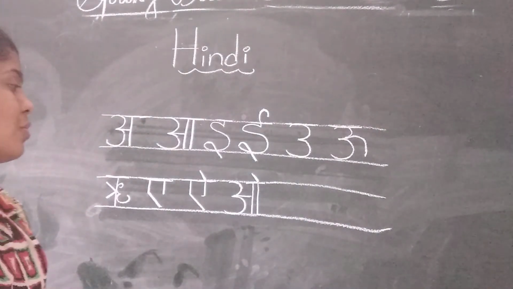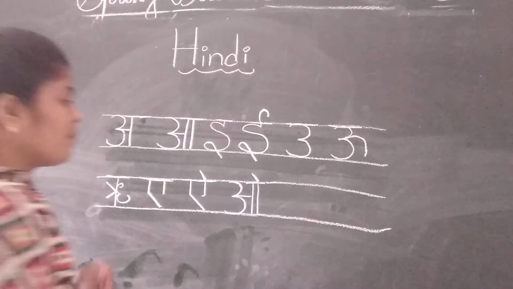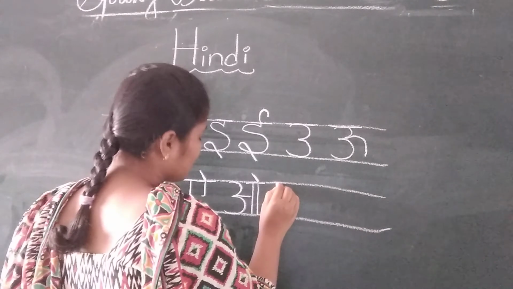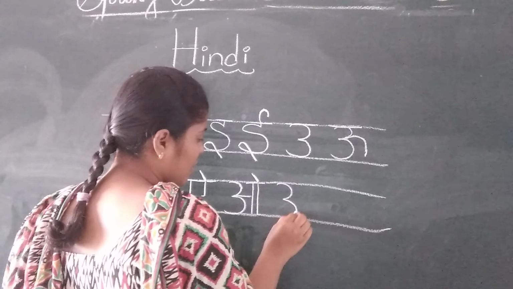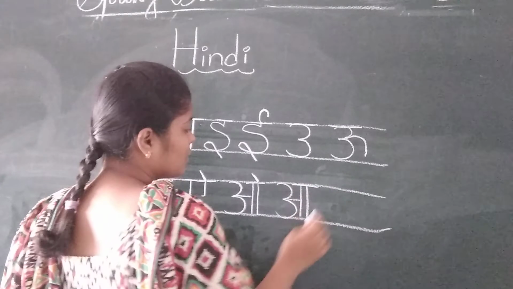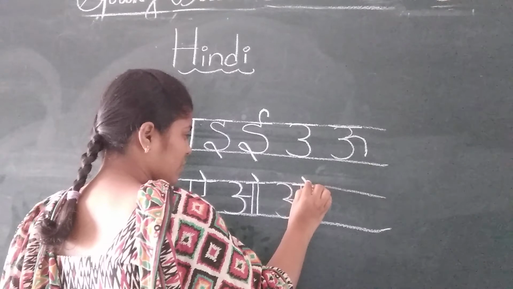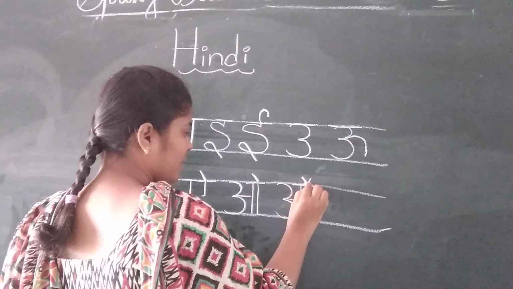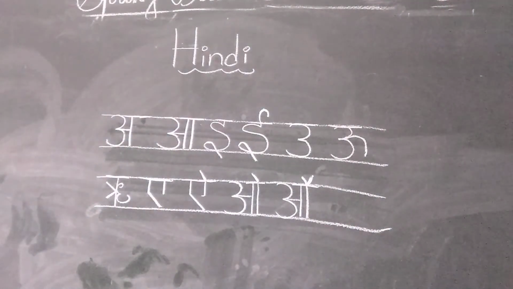Now let us see how to write Au. We have to write the letter A, the second A, first, right? And to the second standing line we have to add a right V, right? V letter, children. It forms letter Au.